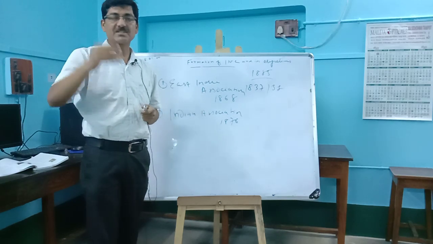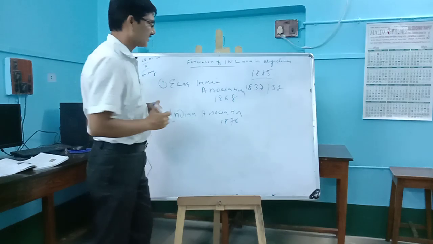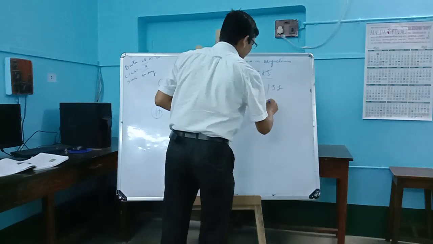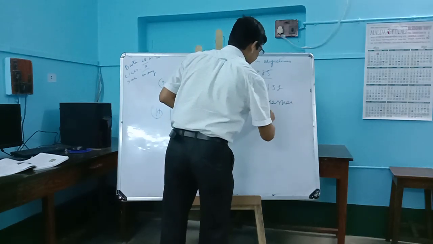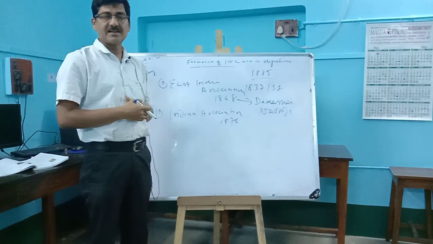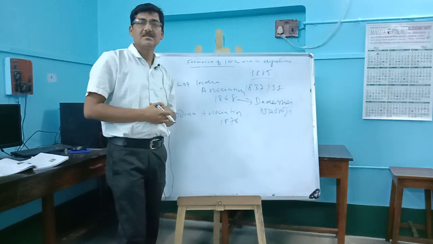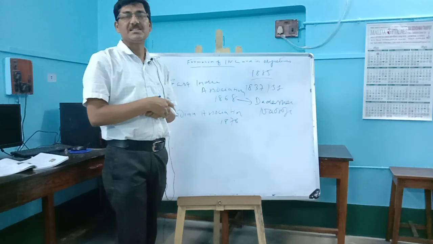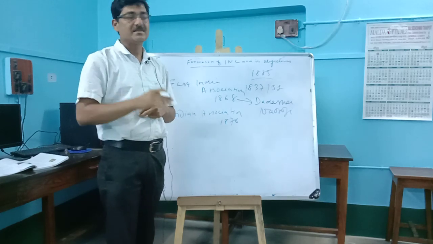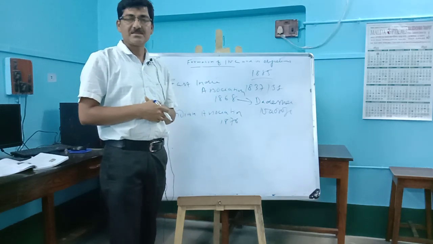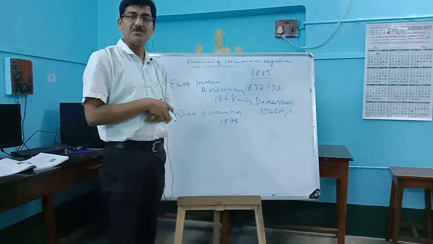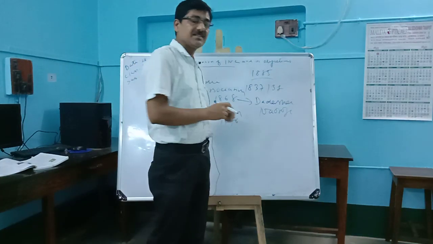So now the next question comes: who founded the East India Association? Dadabhai Naoroji founded this organization with the Indians living in England and the British retired ICS officers, in collaboration with British people and the Indians living in England. With the help of these two groups of people, the East India Association came into existence in 1868 in England.